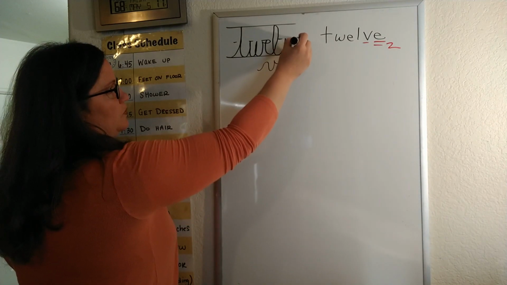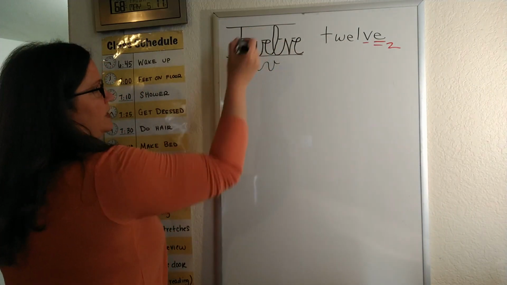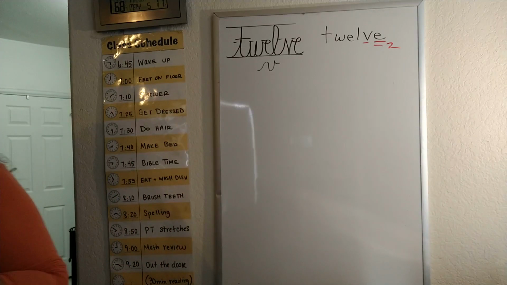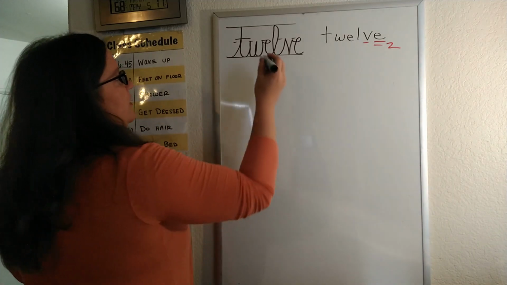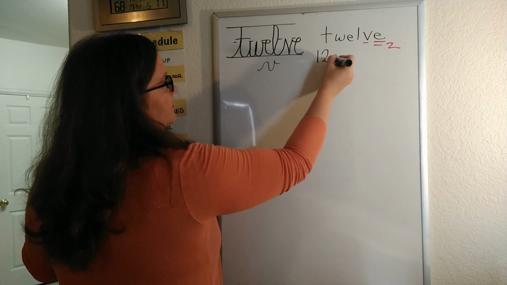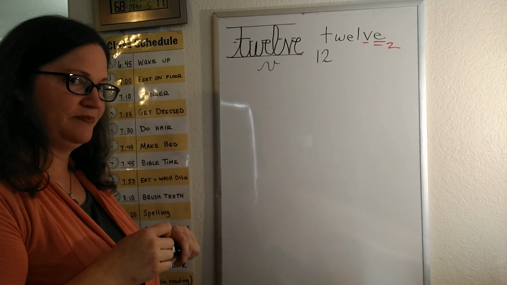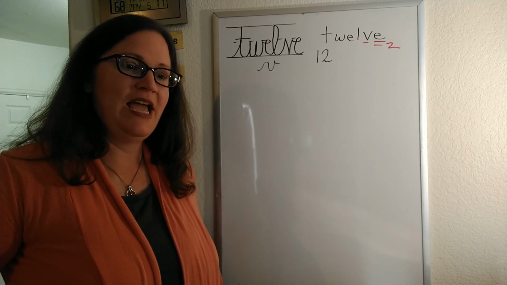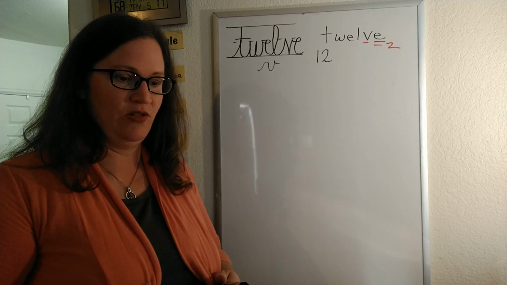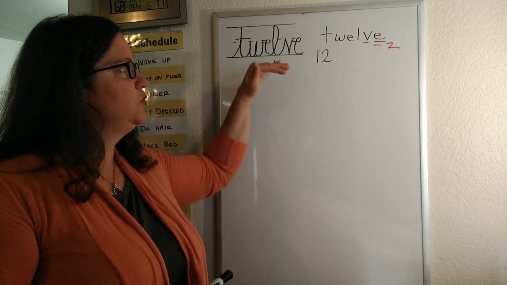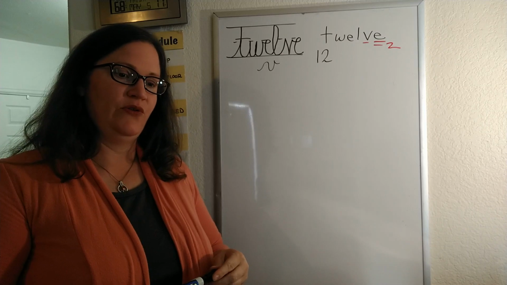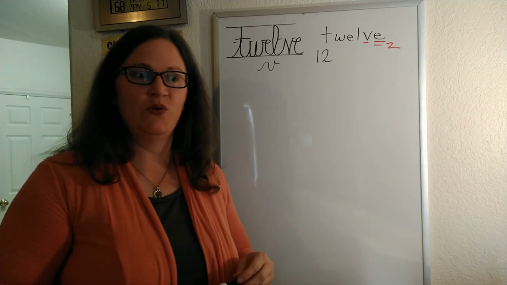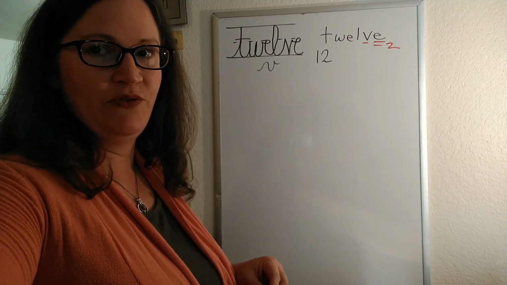And then your E is a little loop. Come back to baseline, pick up your pencil, and cross your T. Like this? Very good. Don't forget to cross your T. Here is the number 12. So where do we need to put this word? Go ahead and turn to B15 and write the word twelve next to the number 12.